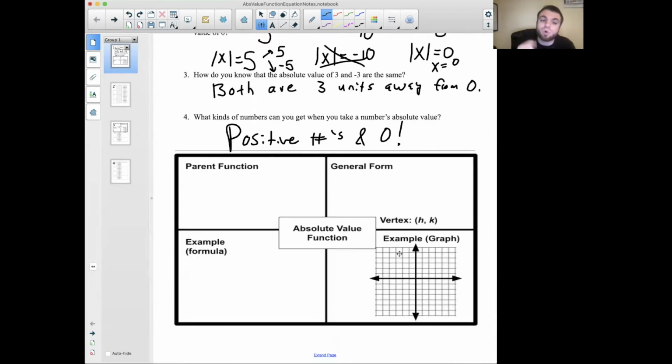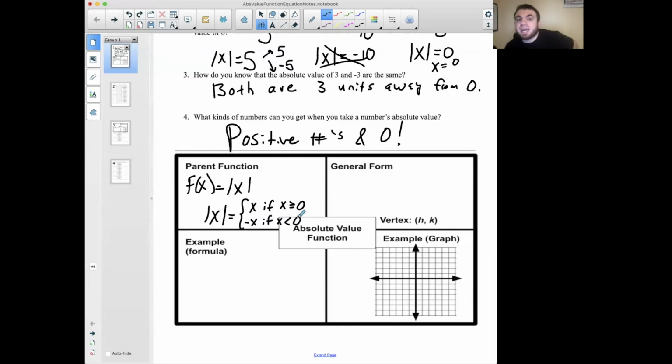So let's dive into what is an absolute value function. An absolute value function is defined as f(x) = |x|. That's the parent function. So every absolute value function is a transformation of this function. And |x| is defined as follows: it's a piecewise defined function where it's equal to x if x is greater than or equal to 0, and negative x if x is less than 0.